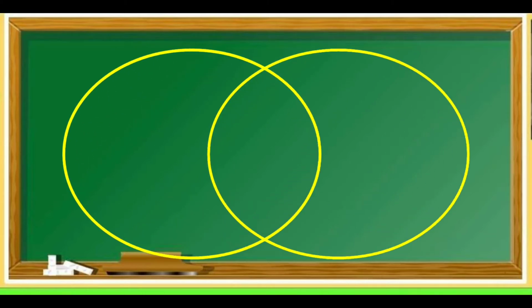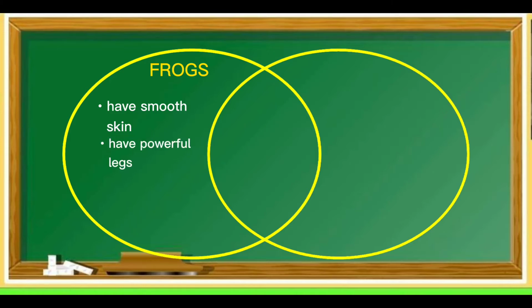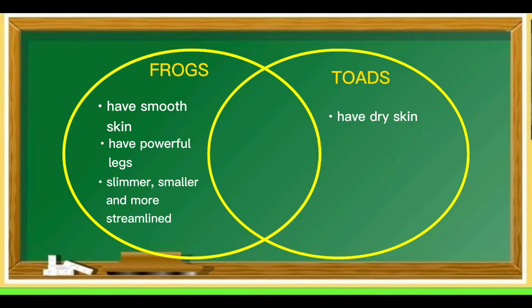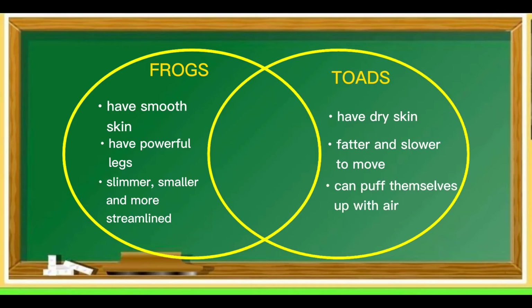Now, study the Venn diagram carefully. Based on the diagram, frogs have smooth skin. They have powerful legs. They are slimmer, smaller, and more streamlined. While toads have dry skin. They are fatter and slower to move, and they can puff themselves up with air.